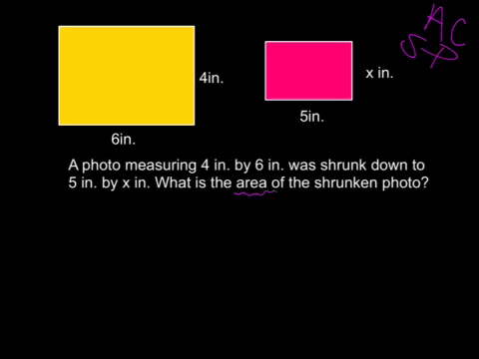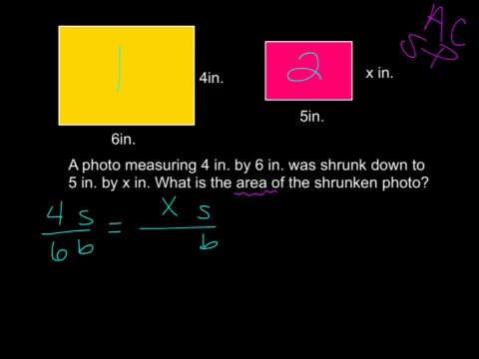Can I automatically find the area of the shrunken photo? No, I can't. I have to find that missing side first. So I'm going to need to set up a proportion. I'm going to do line equals line, and I'm going to go with S for sides and B for bottom. Side over bottom. So on my first one, rectangle 1 is going to be 4 on my side and 6 on my bottom. Same thing with rectangle 2. It's going to be side of X and then my bottom of 5.